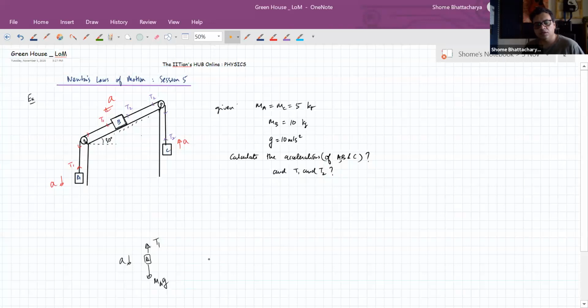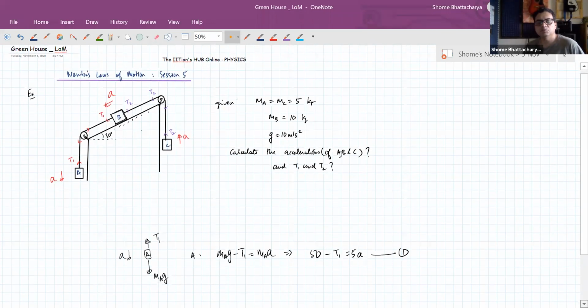So for A, we have the equation weight minus tension T1 is mass into acceleration, which we can substitute as 50 minus T1 is equal to 5A. So that becomes our first equation.